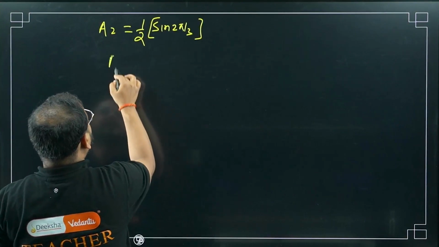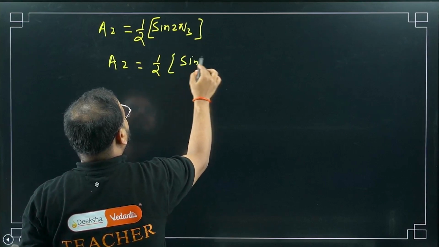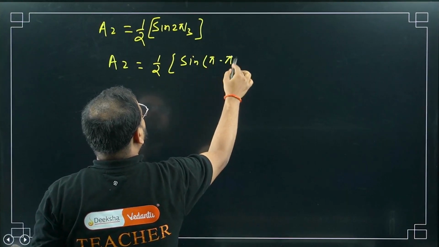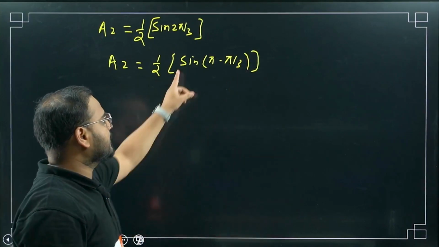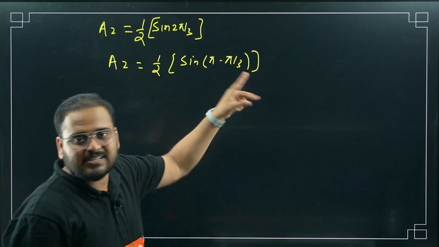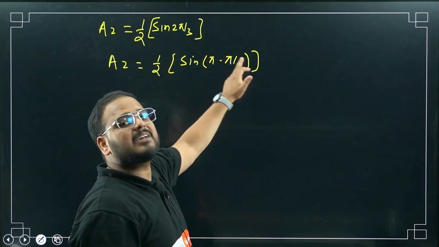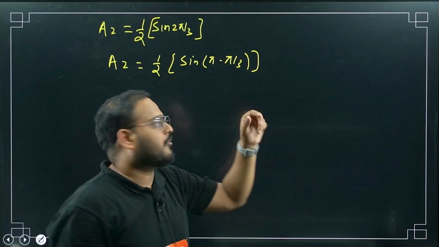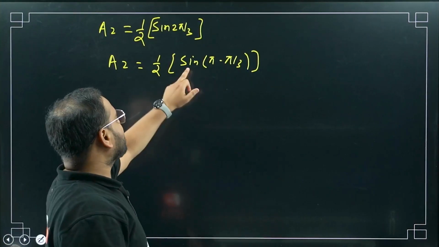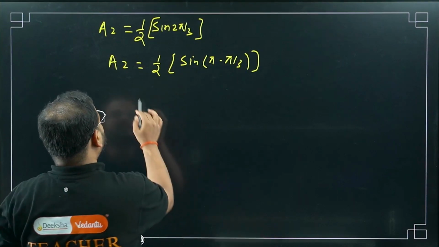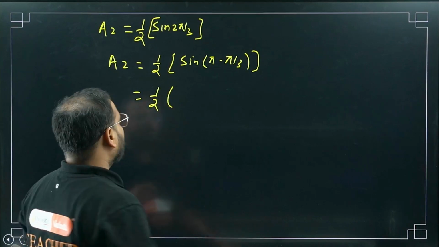Now I can rewrite this as A2 equals 1 by 2 sine of pi minus pi by 3. Now tell me, where is this angle? Which quadrant? Second quadrant. Second quadrant sine is positive. Pi minus pi by 3, 180 minus some acute angle. Quadrant number 2. Sine is positive in that quadrant. For that reason, this will be simply positive. So what is that? 1 by 2 of sine pi by 3. How much is that? Root 3 by 2.